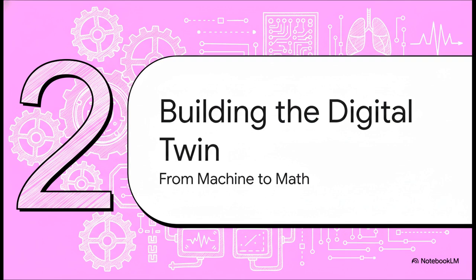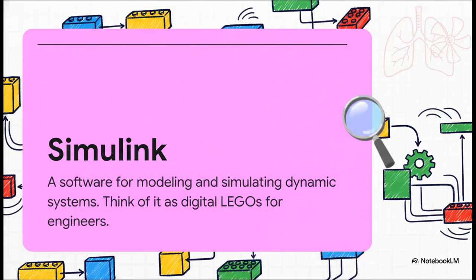Well, you don't start by grabbing a wrench and some tubing. You start in the computer by building a perfect virtual copy, what engineers call a digital twin. And the tool of choice for this is a program called Simulink. Honestly, the best way to think about it is like a box of digital Legos for engineers. They can snap together virtual parts, build incredibly complex machines, and test them right on their screen, long before a single physical piece is ever made.